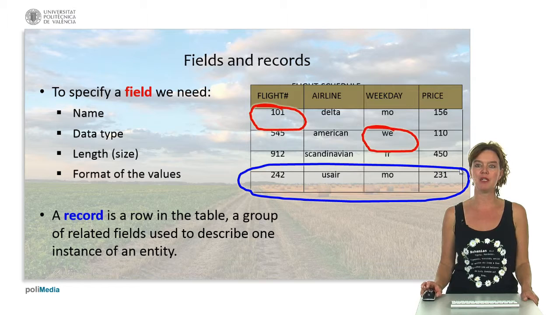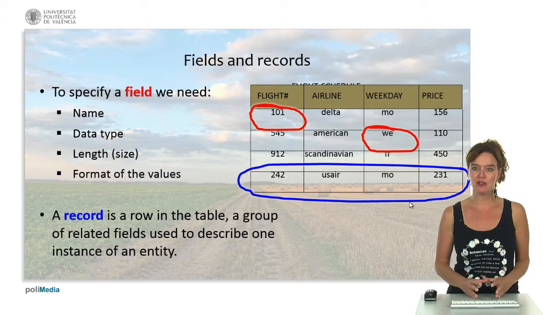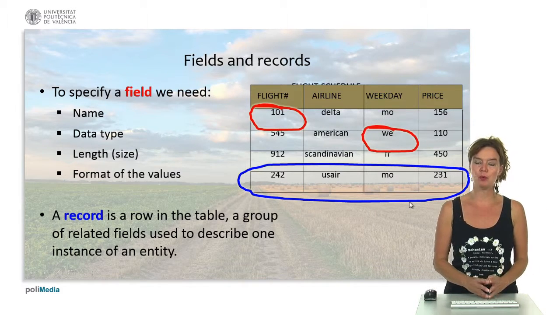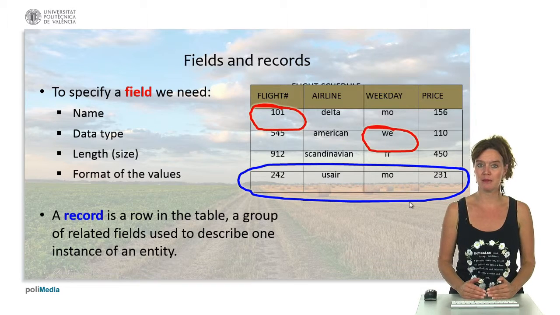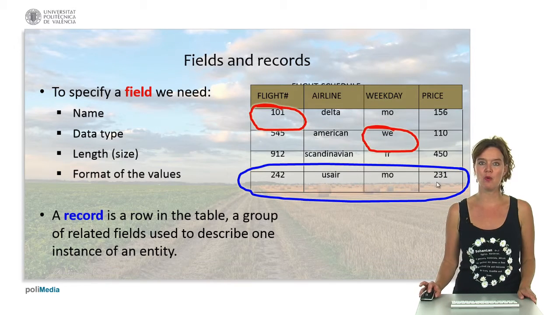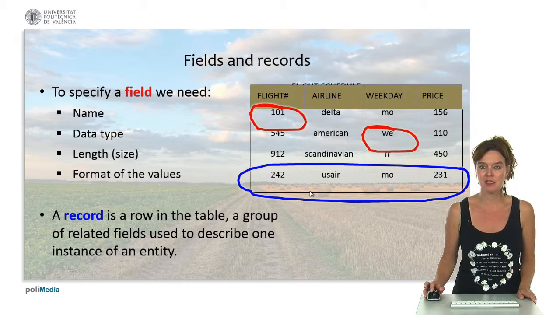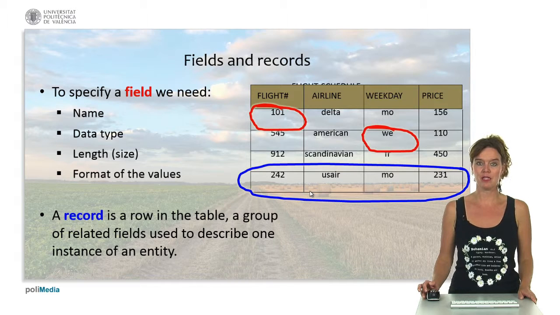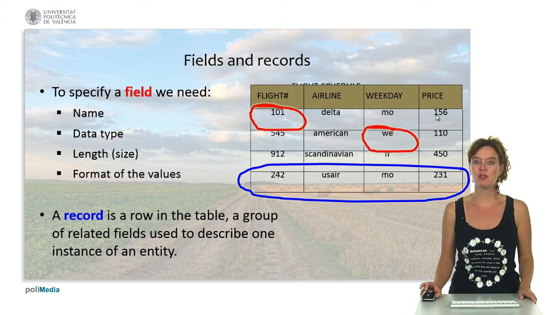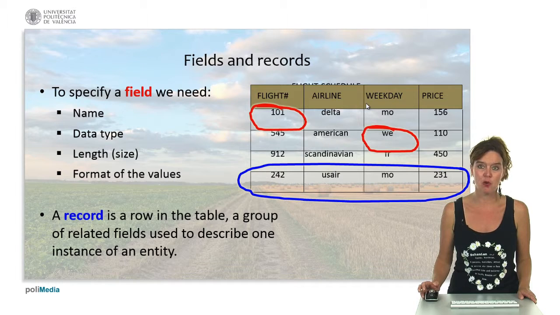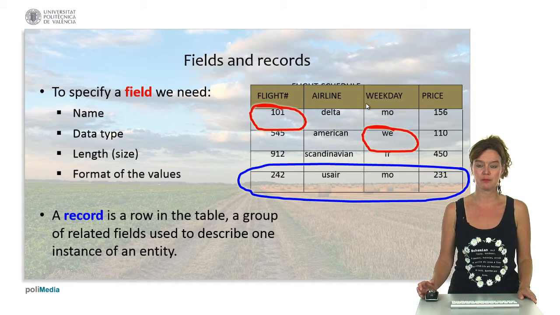You can see it here in blue. This whole row is a record, and it's actually related fields that together describe the instance of an entity. Because you can see this row is one type of flight schedule, one instance of a flight schedule. So this table contains fields, and these fields together make records, and records are instances of this specific entity.